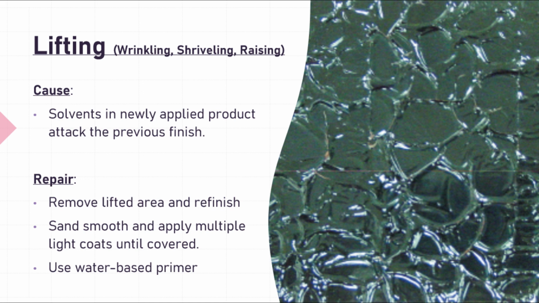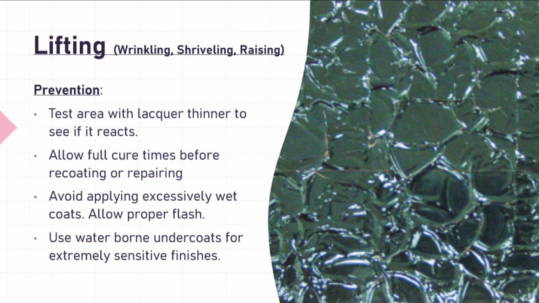Lifting, also known as wrinkling, shriveling, raising, is a paint defect when solvents in newly applied product attack the previous finish. Repairs for this are: remove lifted area and refinish. Sand smooth and apply multiple light coats until covered. Use waterborne primer. To prevent lifting from happening, test area with lacquer thinner to see if it reacts.